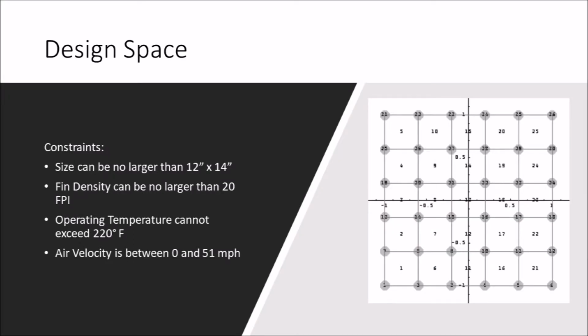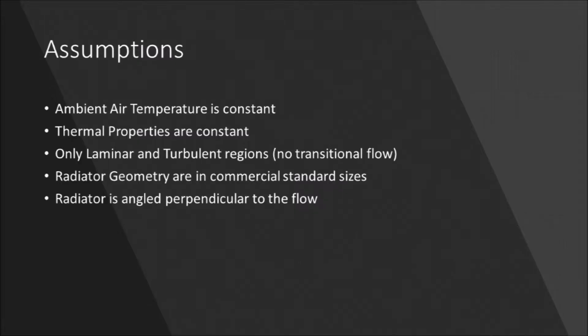The radiator size is limited by the race car side body packaging. The fin density is limited by commercial availability. The operating coolant temperature cannot exceed 224 degrees for long periods of time to prevent damage to the engine. The air velocity is between 0 and 51 miles per hour, which is a good drag strip acceleration run. The simplifying assumptions made in the code were that the ambient air temperature was constant. Thermal properties are constant. Only laminar and turbulent flow regions were considered. Radiator sizes are limited by commercial availability, and the radiator is angled perpendicular to the flow.